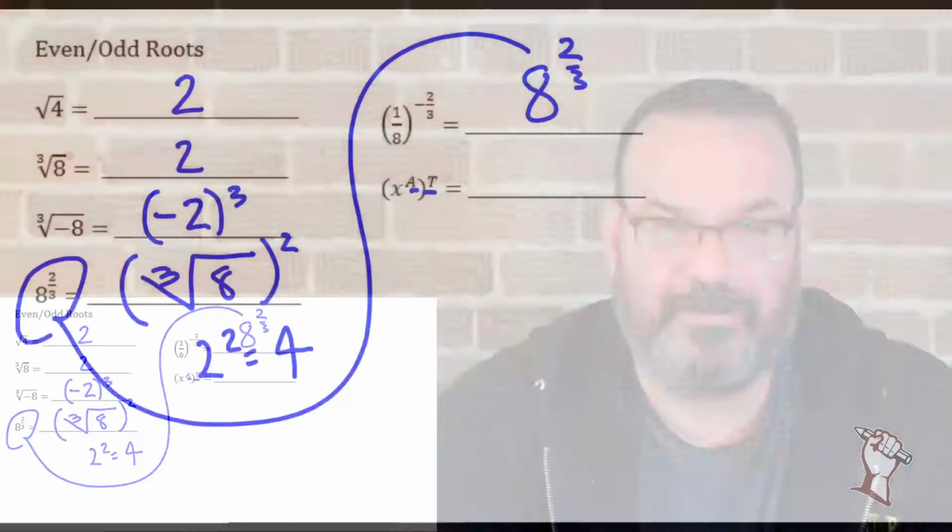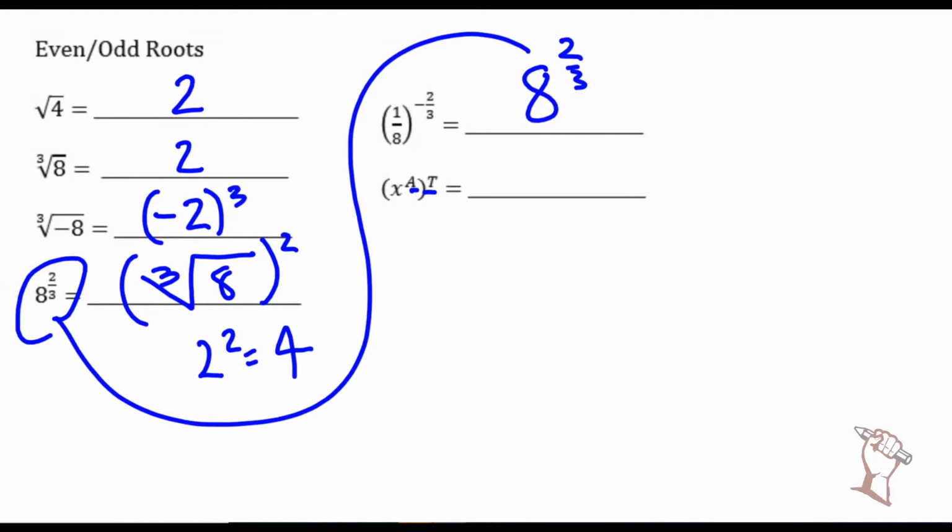X to the a raised to the t power. This should be a different concept. When I raise a power to a power, I multiply the exponents.